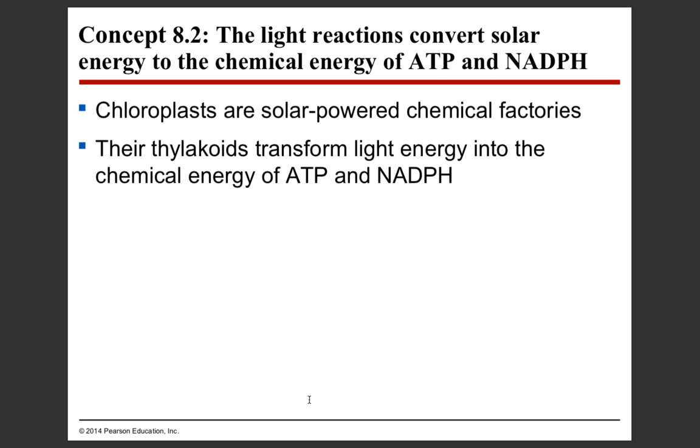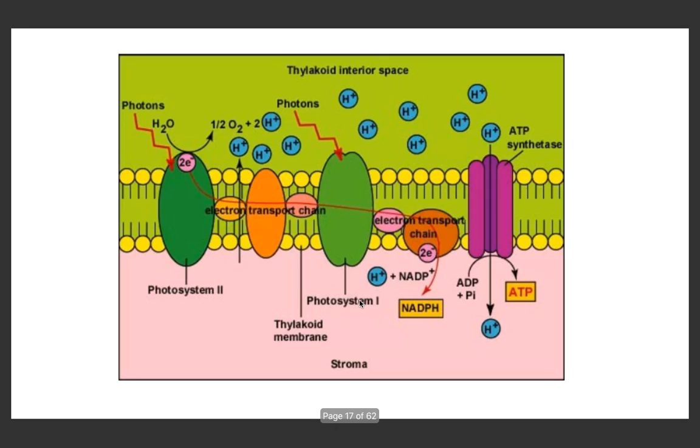So chloroplasts are solar-powered chemical factories, okay? Their thylakoids transform light energy into the chemical energy of ATP and NADPH. And you remember this from our little rap song as well. It's so nice that I made you learn that.